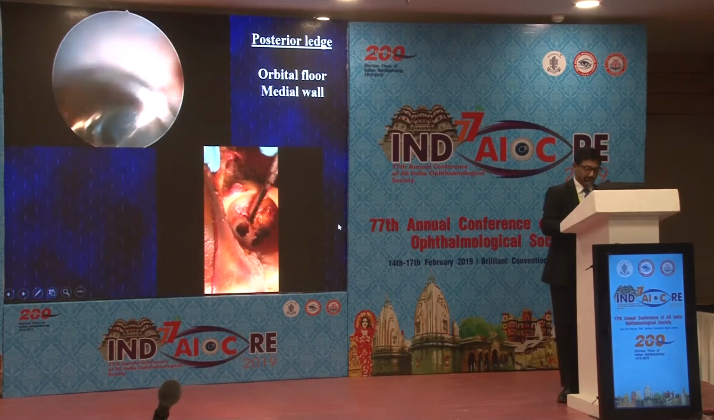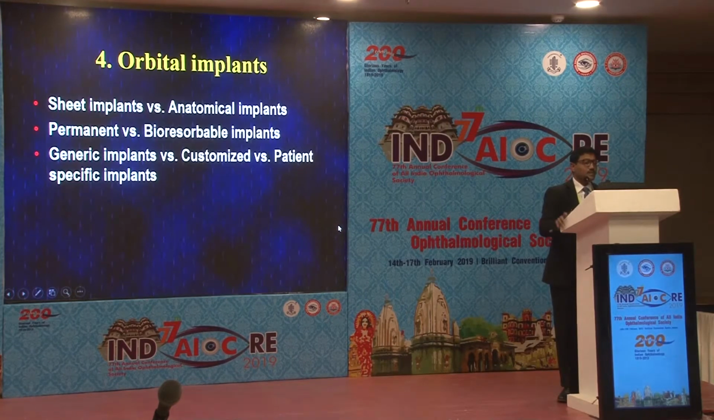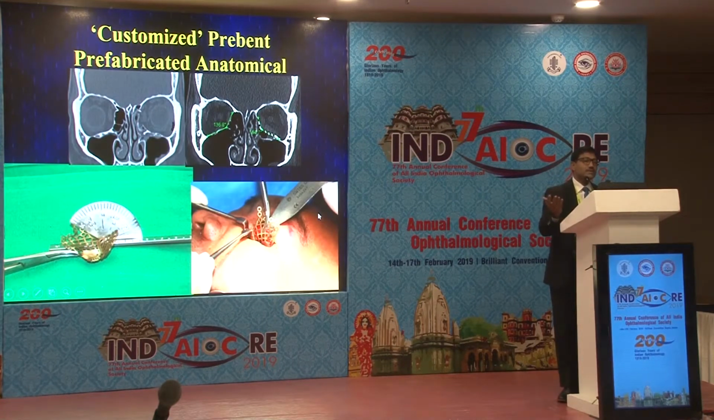So in the interest of time, I'll just keep moving on. The fourth advance is in terms of orbital implants itself. We have moved away from the traditional single sheet implants to more biological or anatomical implants. We're moving away from permanent implants to bioresorbable implants, and now we're coming to the era of customized implants. So these anatomical prefabricated implants, which have an inbuilt S-shaped contour, can be further customized to the patient based on the principle of the angle of the inferomedial orbital strut. So basically what we measure is the angle between the floor and the medial wall on the contralateral side.